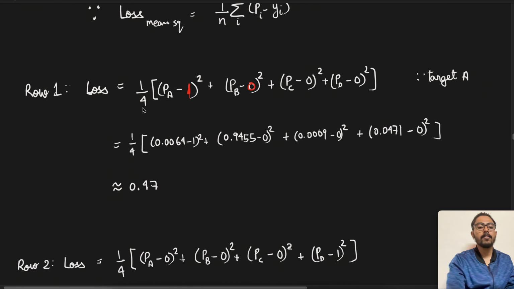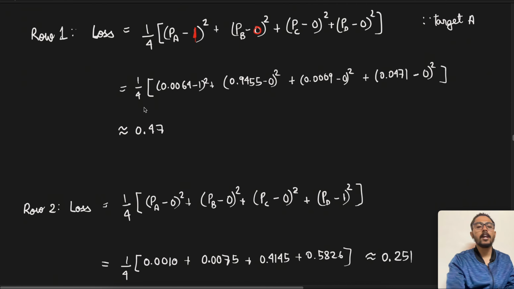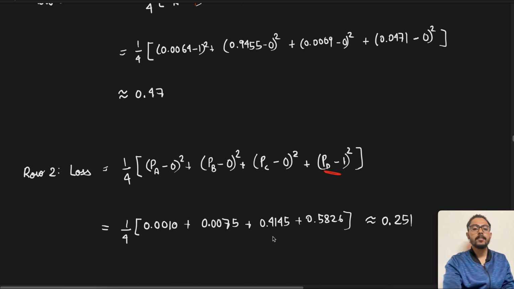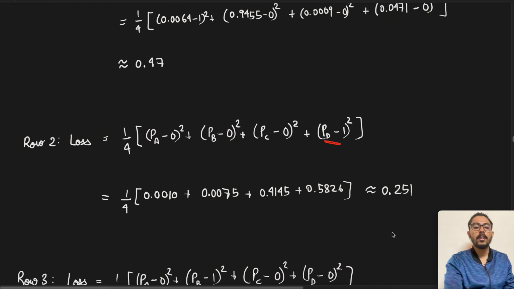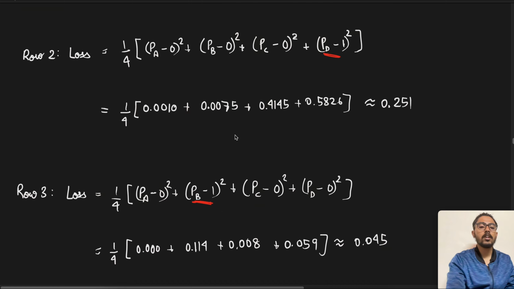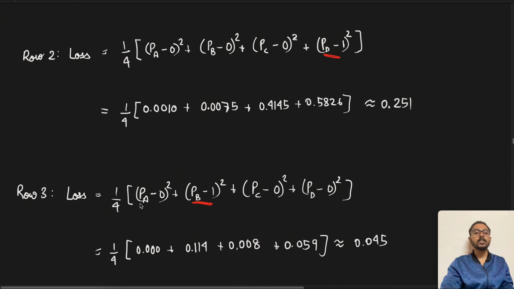Next we do the same for row 2. This time the target class is D, so D will have PD minus 1, and the rest will all be 0. Similarly, we do the mathematical calculation here and we get 0.251 as the mean squared error loss for target class D. Next we do the same thing again with B. This time it will be PB minus 1. Now what is more crucial in all these calculations is that the value of PA, PB, PC and PD is going to change for each row.